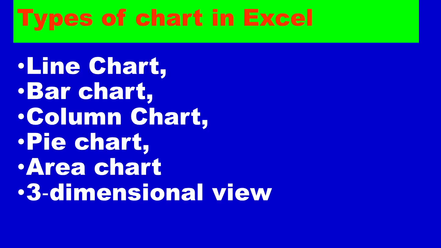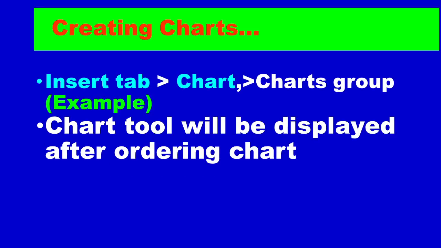There are a lot of different kinds of charts. Among these, line chart, bar chart, column chart, pie chart, area chart, and three-dimensional views are the types of charts. So today we are going to see the line chart, and this is the procedure to make it. You go to the Insert tab, then to Charts, and there is a chart group. We will see an example.